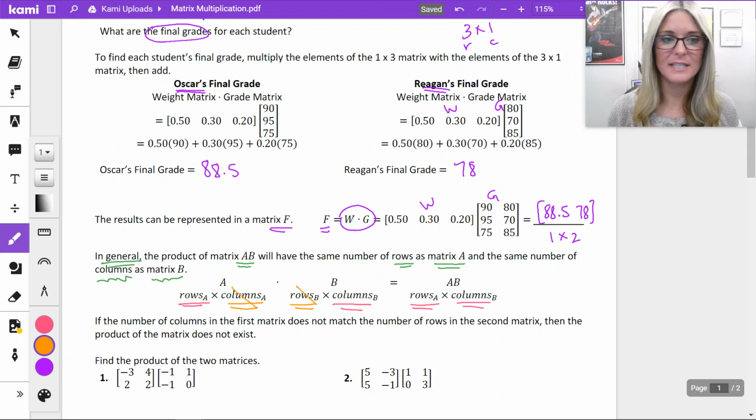Now they have to be the same. If the number of columns in that first matrix does not match the number of rows in the second matrix, then the answer does not exist. We can't compute it. So those center ones do have to be the same.